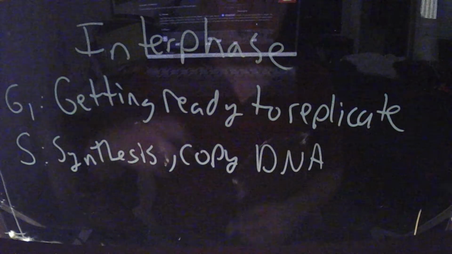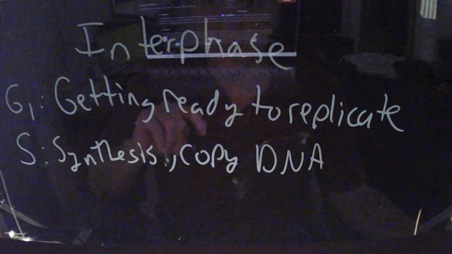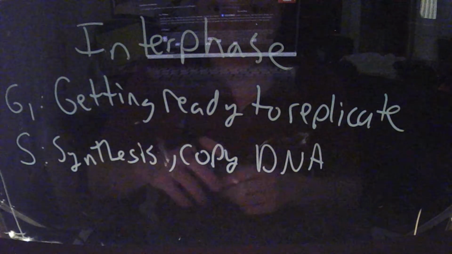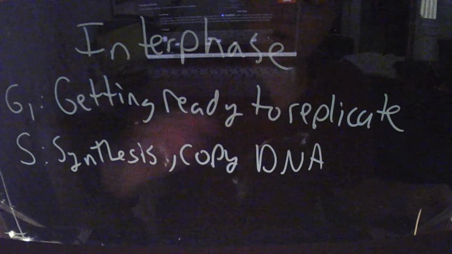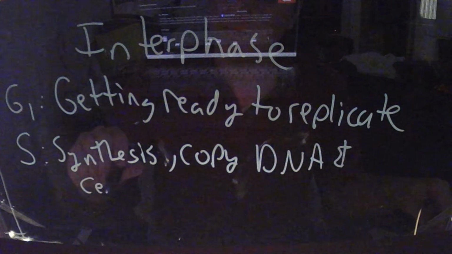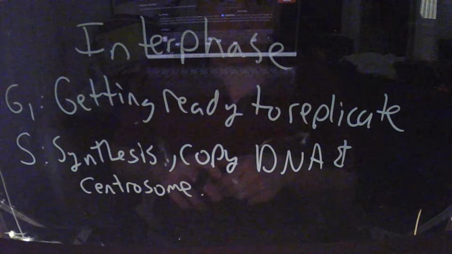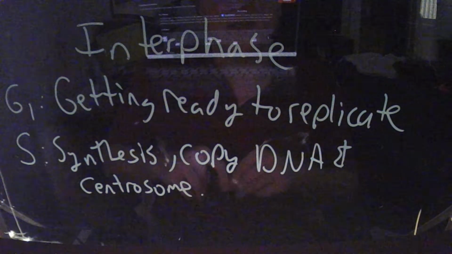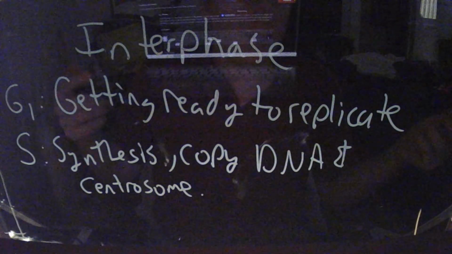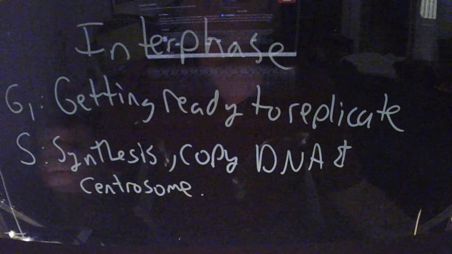Why are we copying DNA? Because we're trying to replicate the cell itself. And so we need 2 sets. Almost forgot, we're also copying something called the centrosome. We're going to discuss the centrosome later, but the centrosome is basically going to help the DNA to split. It's going to help the cell to actually split apart.